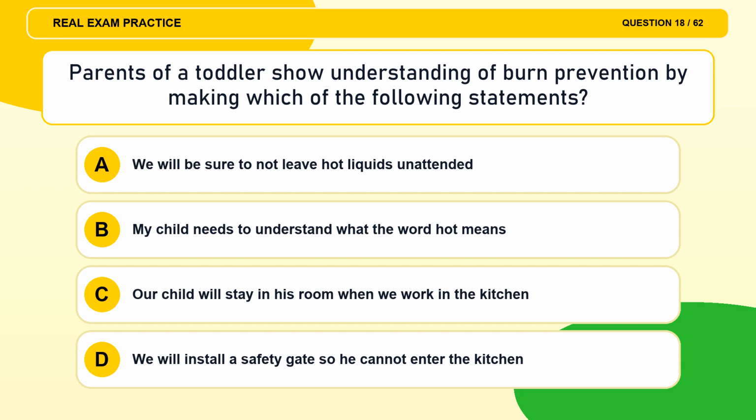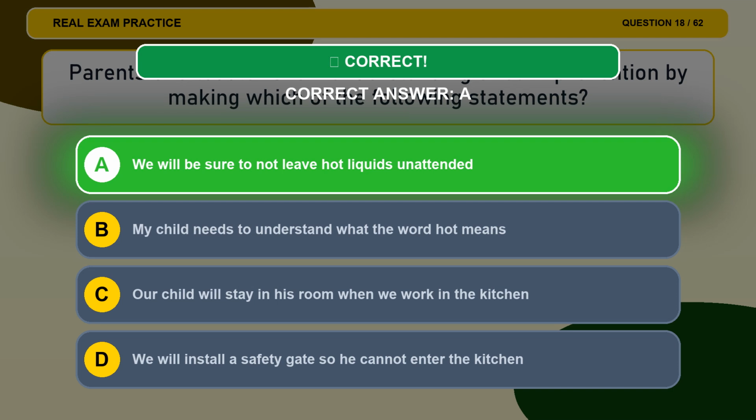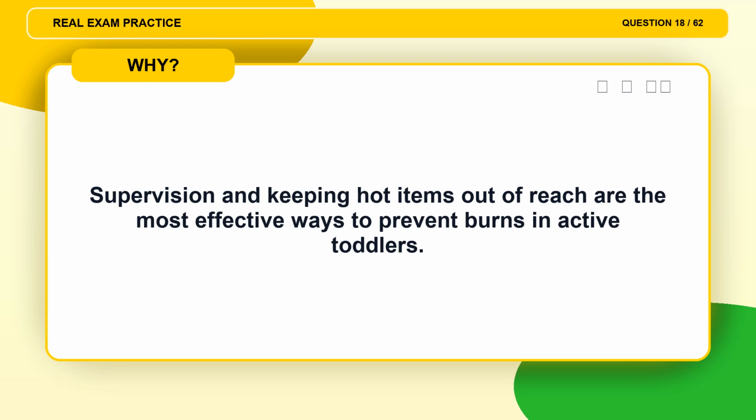Question 18. Parents of a toddler show understanding of burn prevention by making which of the following statements? Option A. We will be sure to not leave hot liquids unattended. Option B. My child needs to understand what the word hot means. Option C. Our child will stay in his room when we work in the kitchen. Option D. We will install a safety gate so he cannot enter the kitchen. The correct answer is option A. We will be sure to not leave hot liquids unattended. Supervision and keeping hot items out of reach are the most effective ways to prevent burns in active toddlers.